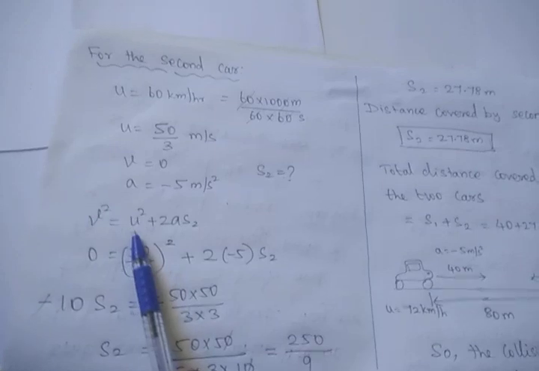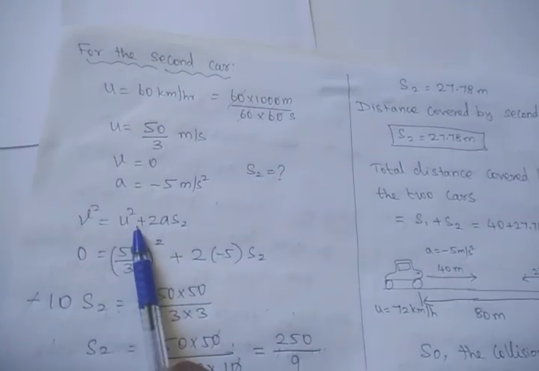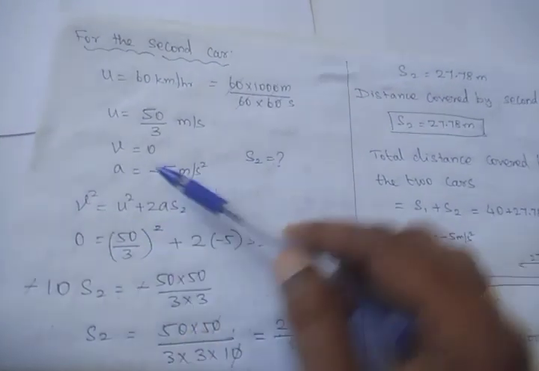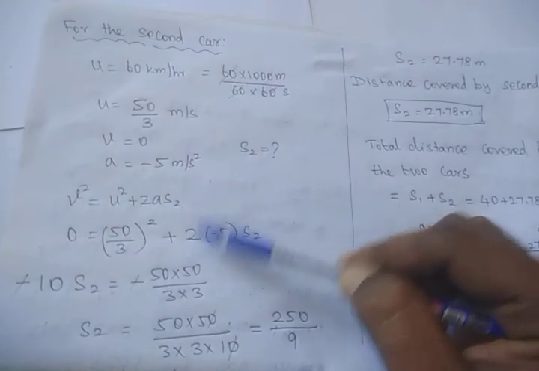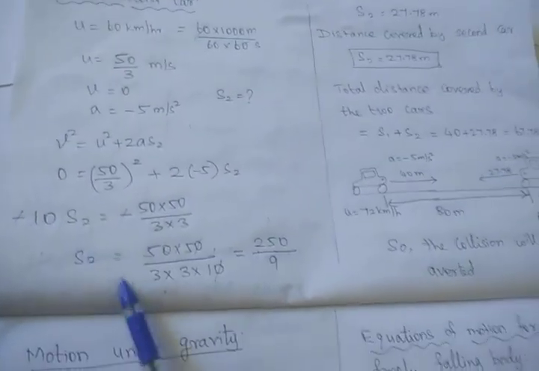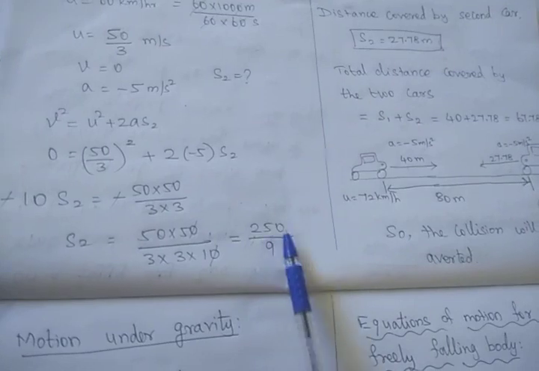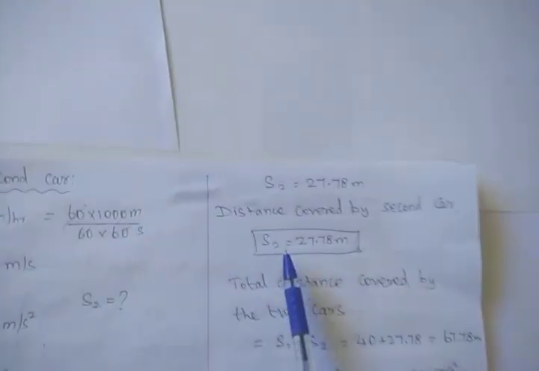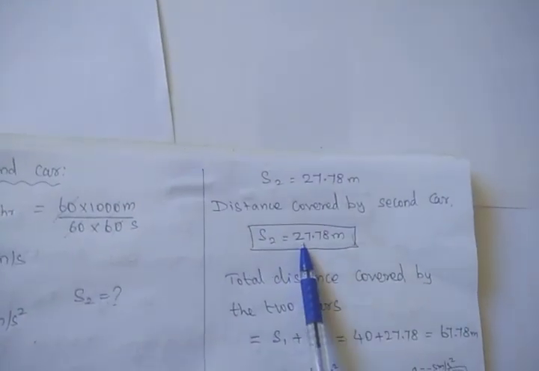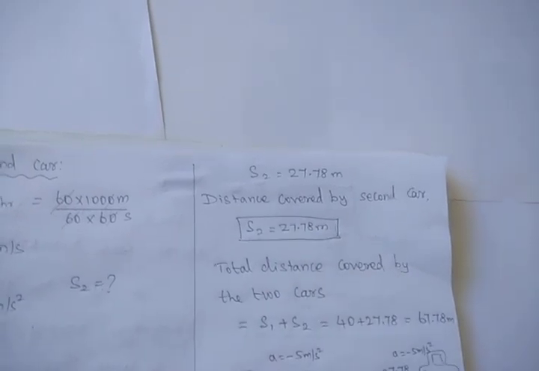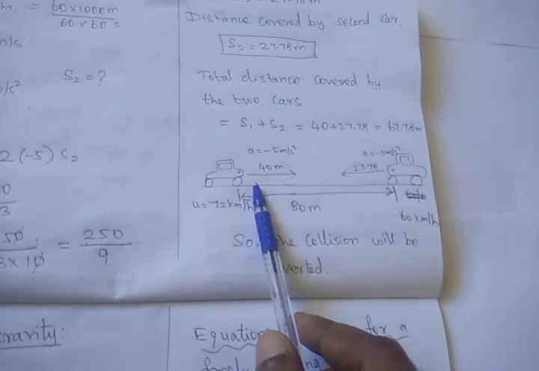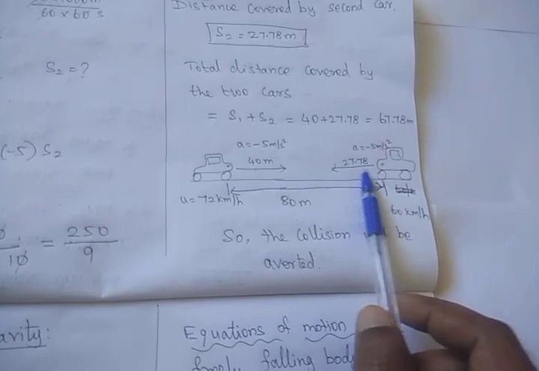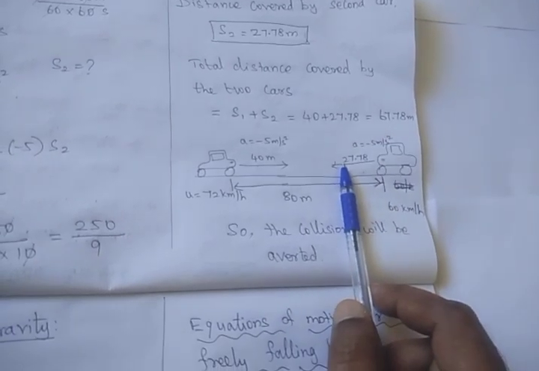By using the same formula, v square is equal to u square plus 2a s2, substituting the u value, a value and everything, we get the s2 value as 250 by 9. So s2, the distance covered by the second car, is 27.78 meter. The first car covers a distance of 40 meter, the second car covers 27.78 meter.